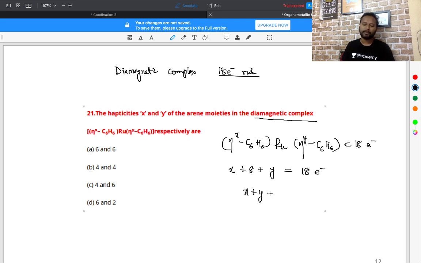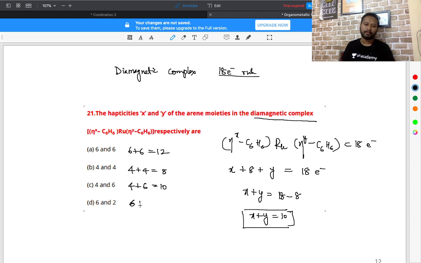So what should be the value of x plus y? That should be 18 minus 8, and x plus y will give you 10. If you add these values of x and y, you should get 10. Looking at the options, in option A we have 6 plus 6, giving 12. In option B, 4 plus 4 gives 8. In option C, yeah, very good, 4 plus 6 gives 10. In option D, 6 plus 2 gives 8. So it's very simple and straightforward that option C is the correct option. Very good, Priyanka. That's how this question has to be done.